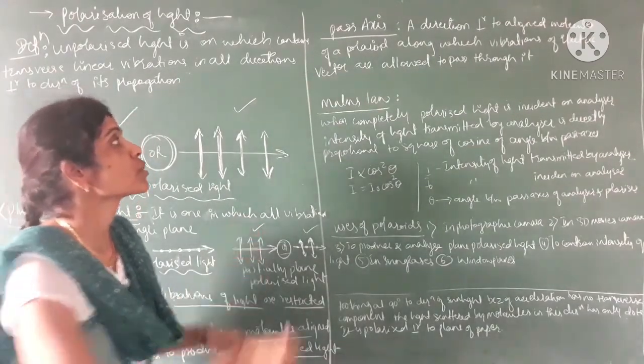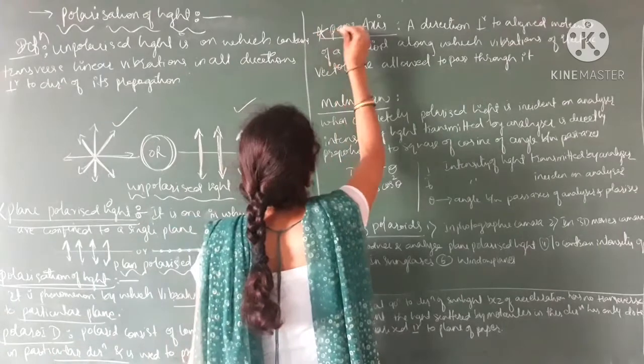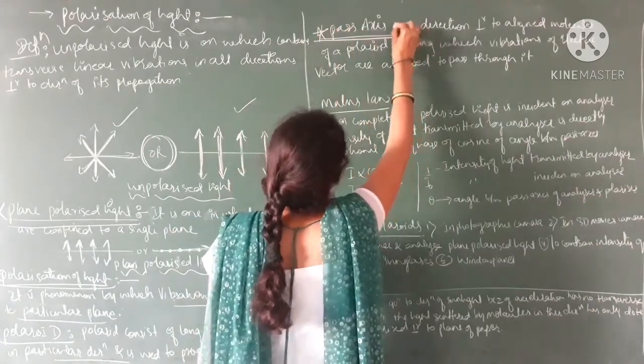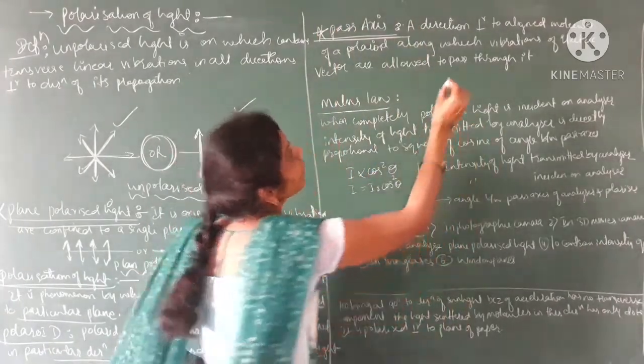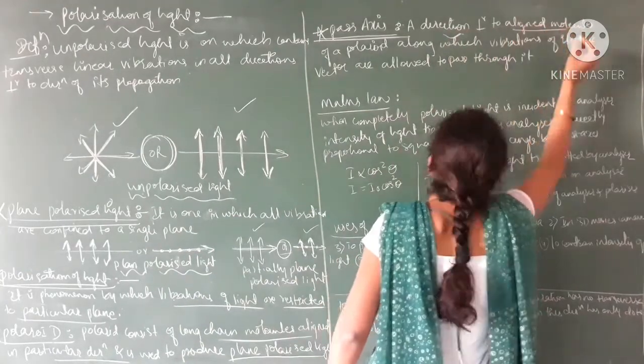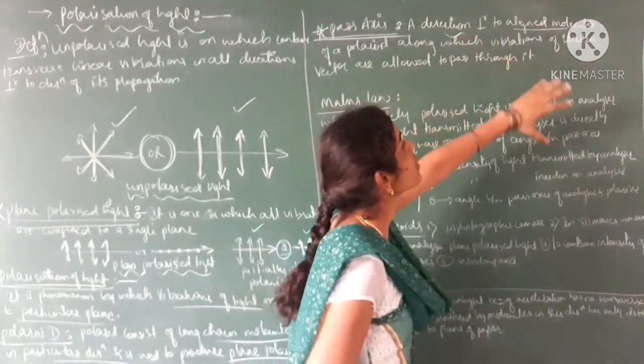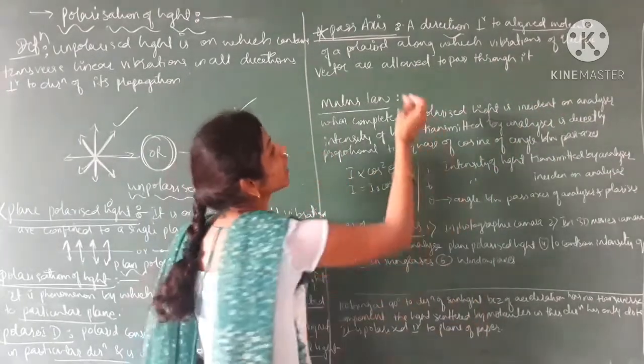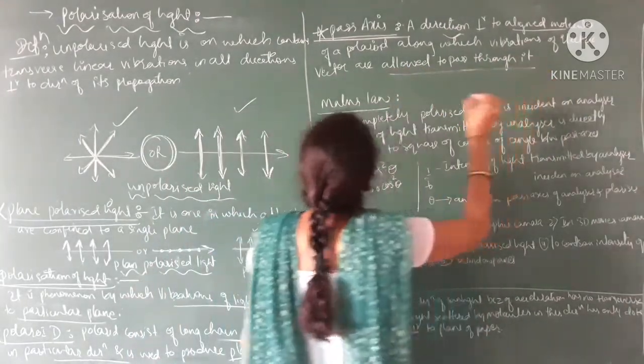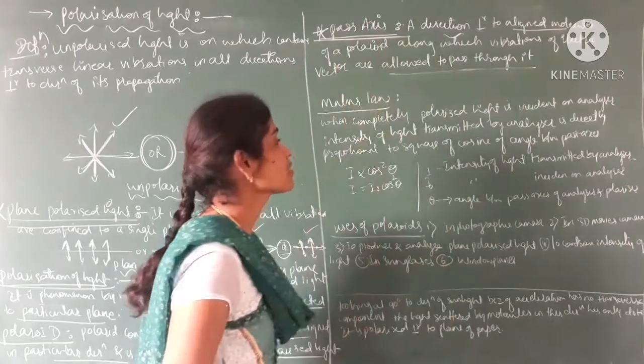Next we shall see the meaning of pass axis. The pass axis is the direction perpendicular to the aligned molecules of a polaroid, along which vibrations of the electric vector are allowed to pass through it.